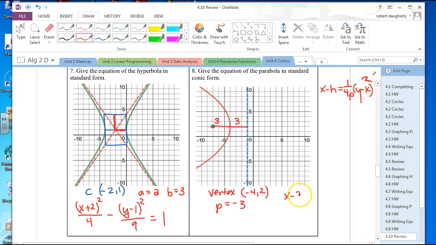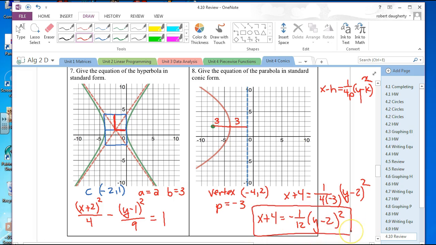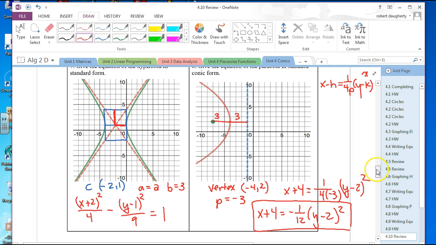So this is x minus 2 equal 1 over 4 times negative 3 times y. Sorry, let me back up. The vertex is negative 4, 2. So this is x plus 4 equal 1 over 4 times negative 3 times y minus 2 squared. So this is x plus 4 equal minus 1/12 y minus 2 squared. So that's the equation of the parabola in standard conic form.